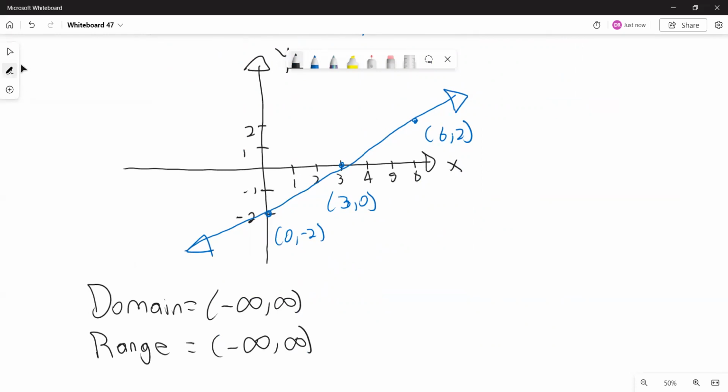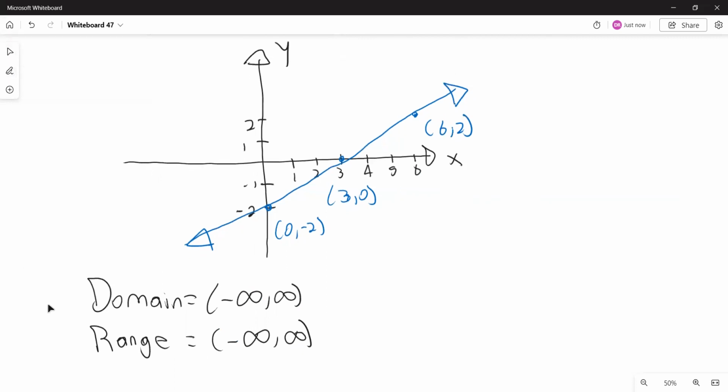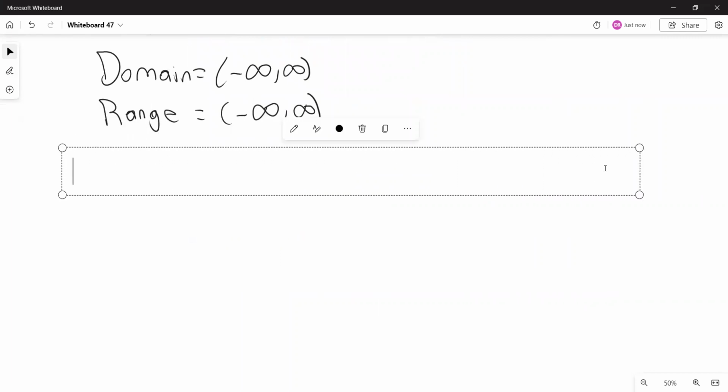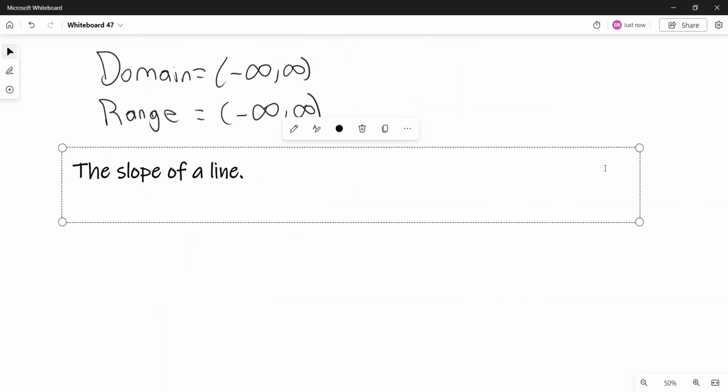Okay, so far we have been drawing the graphs of lines by point plotting and by using intercepts. So an important characteristic of a line is the slope. So the slope is a numerical measure of the steepness and orientation of a line.